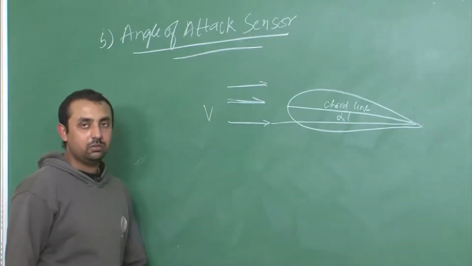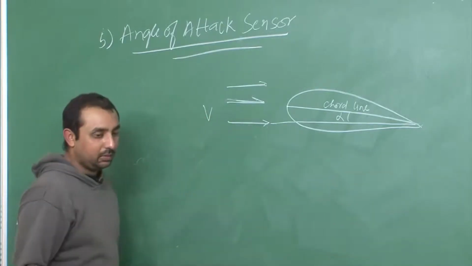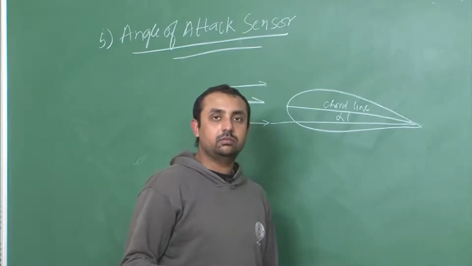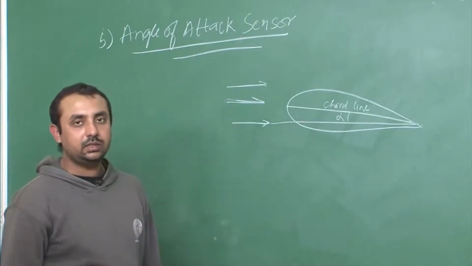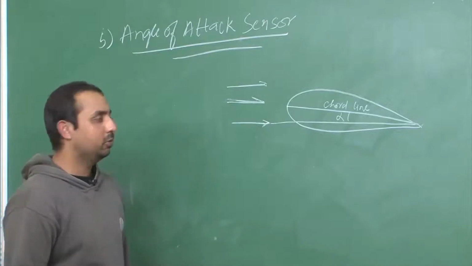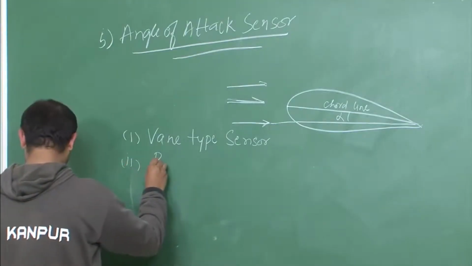Now why do we need to calculate angle of attack? Because it helps in stall warning systems. Angle of attack sensors are basically of two forms. First is vane type sensors. Second is your pressure type sensor. Now first we will be discussing what are vane type of sensors and what are pressure type of sensors, both for angle of attack.